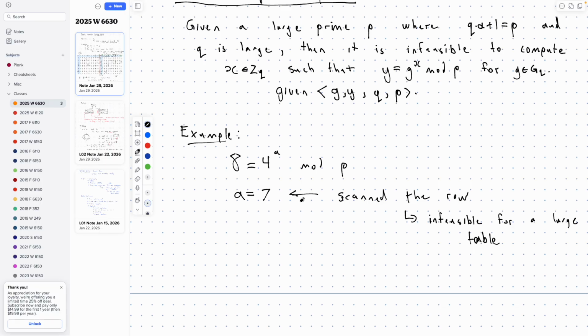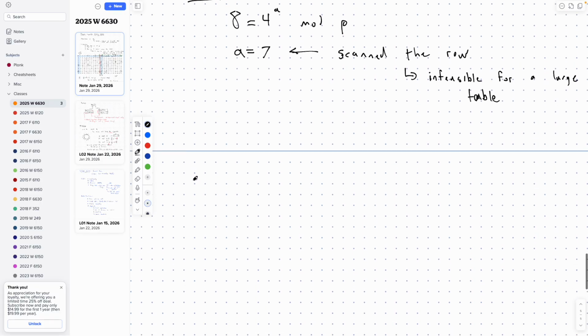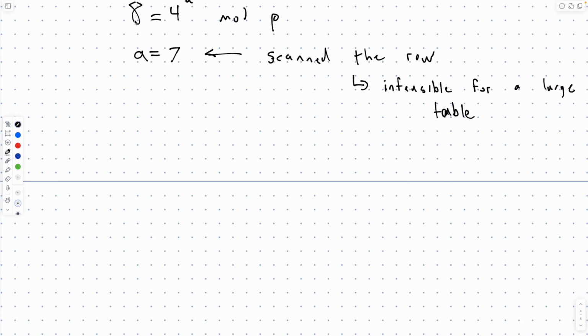Okay, so what we're going to do now is move on to an application of this. I'll show you the first application, something that will be useful, which is called a commitment.